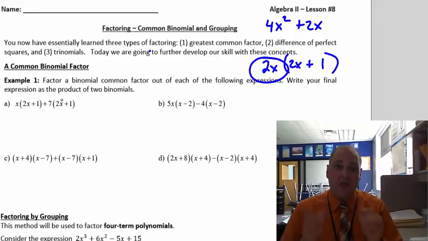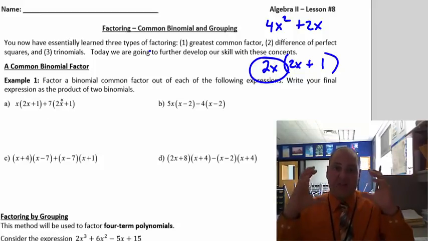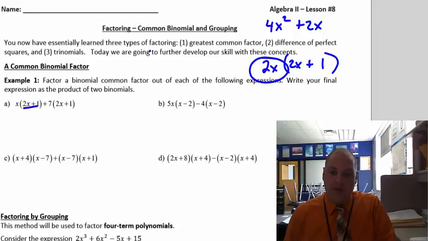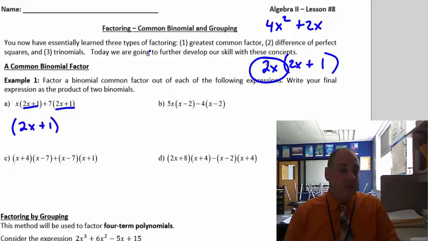Here, I have a common 2x plus 1. That's my common factor. It's not a monomial, it's a binomial. So I'm going to pull that 2x plus 1 out of each one, but I'm only going to write it one time, because I only wrote the 2x one time when I factored this. So I'm writing the common thing one time. It's the exact same process except it's a common binomial.